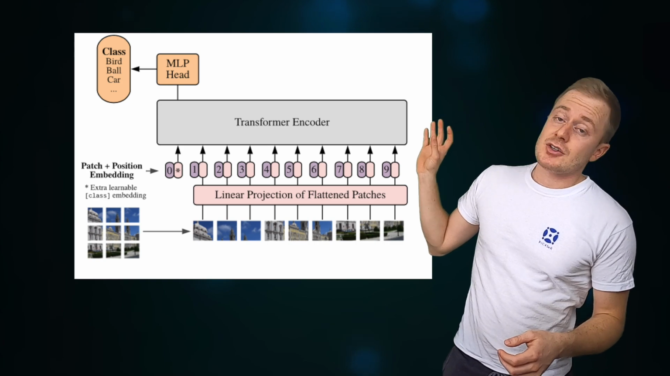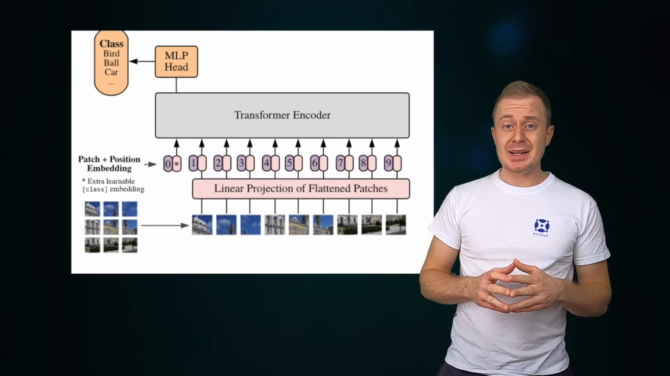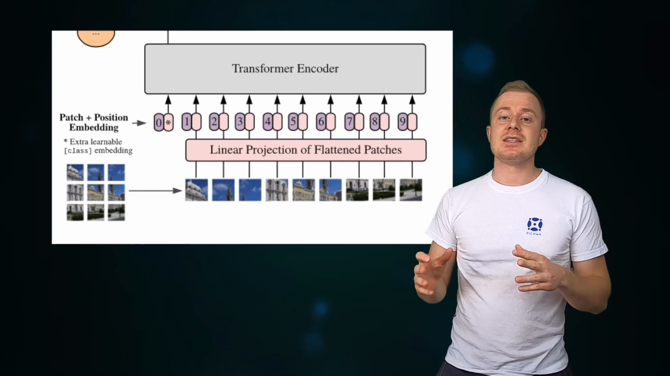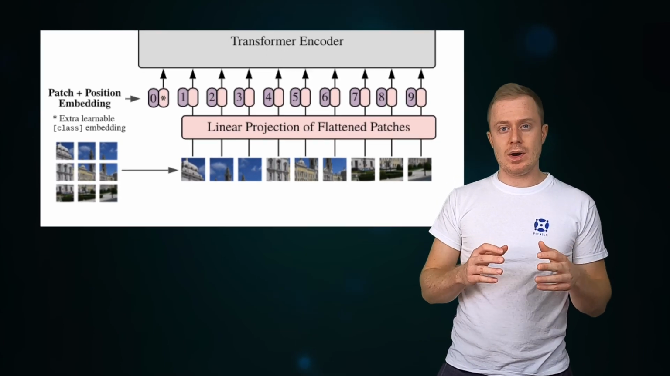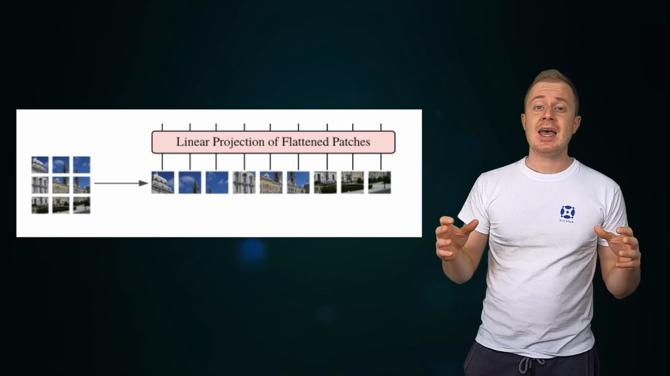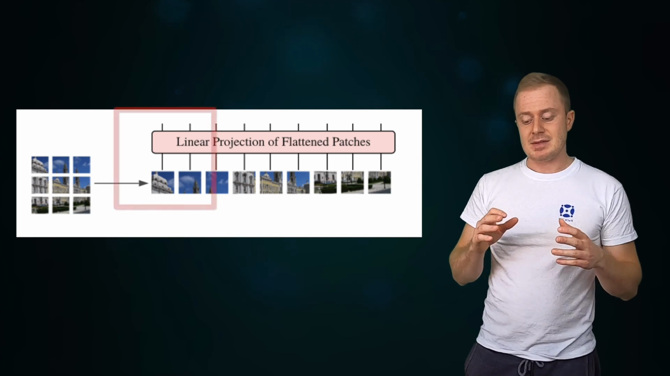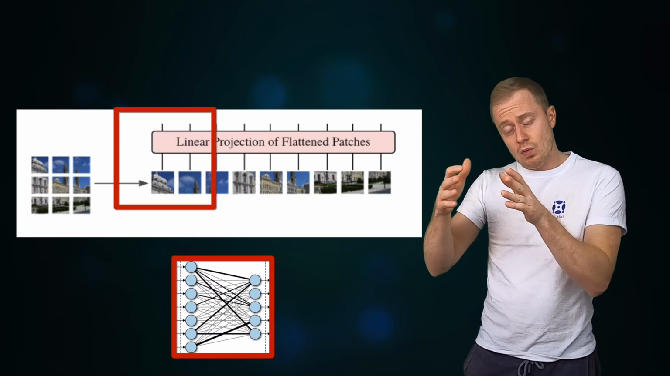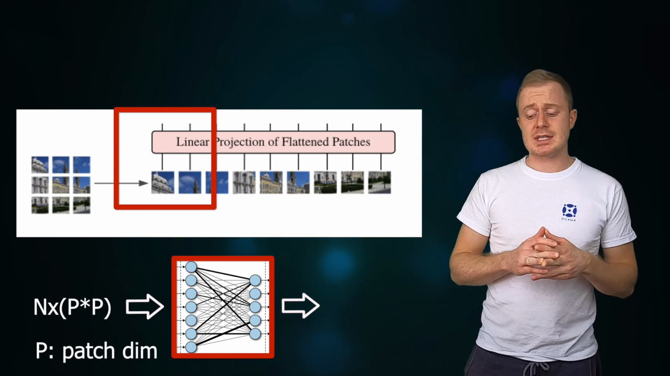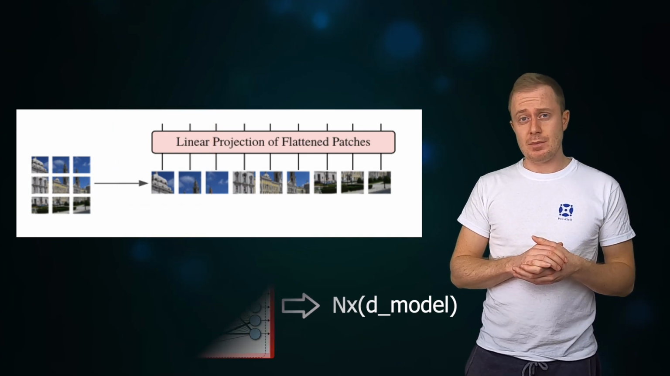This is the overall architecture of a ViT network. First of all, the input image is split into n patches of size p by p. So the sequence length is inversely proportional to the square of the patch size. Then we flatten all these patches and we linearly project them to the dimension of the model. That's a simple fully connected network applied to all patches. So the output of this step is a 1D sequence of size n, the number of patches, times d model, the dimension of the model.